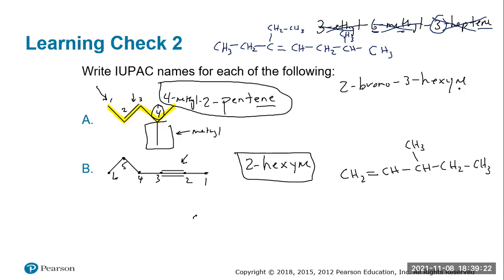Looking at this one here, YNE tells us triple bond. Hex tells us 6. So we'll lay up our 6 carbons.